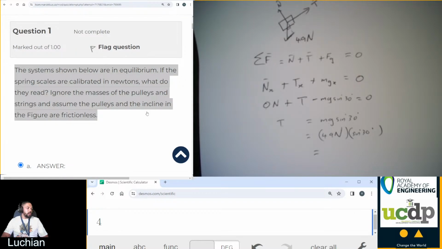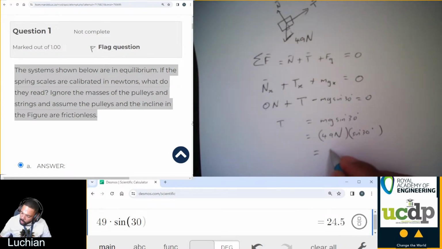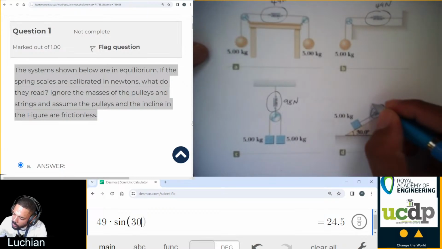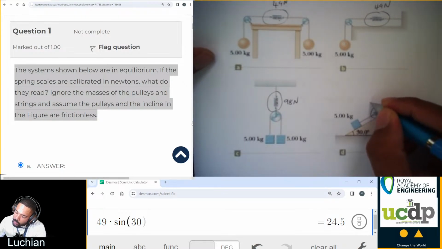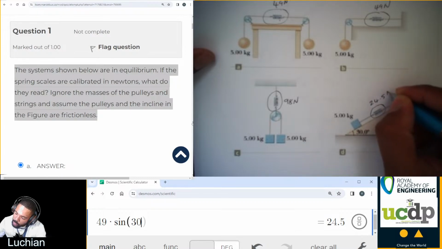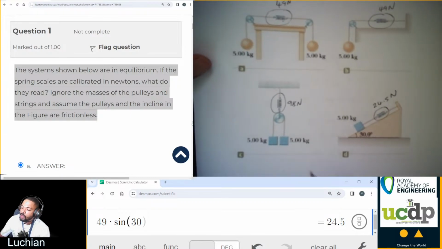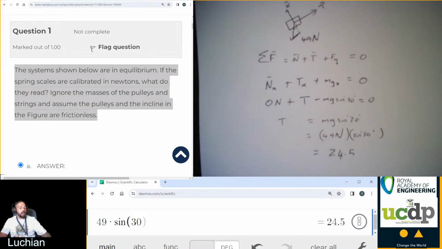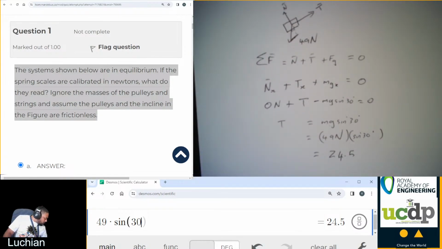49 multiplied by the sine of 30 degrees is 24.5. So the answer is 24.5, and the force that should be on this scale is 24.5 newtons. So we've worked out the forces on each of these scales, and they are exactly what the answers should be. Now we are done with question 1.